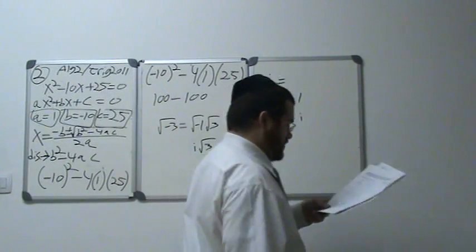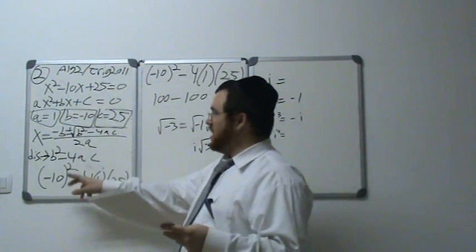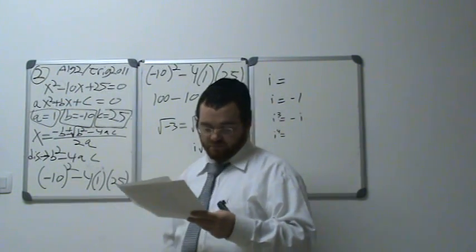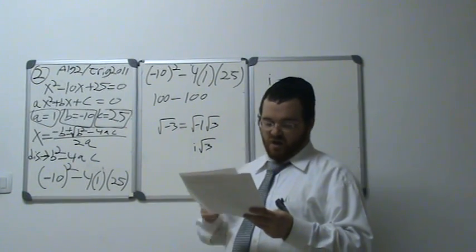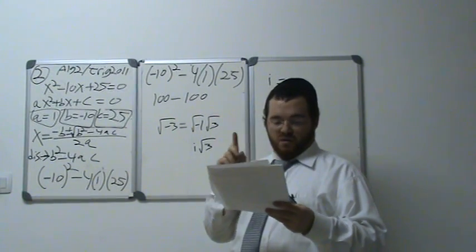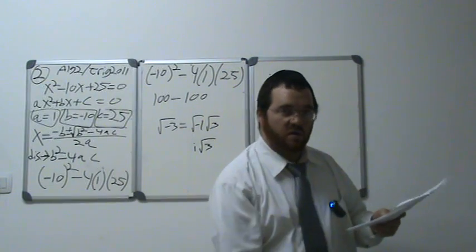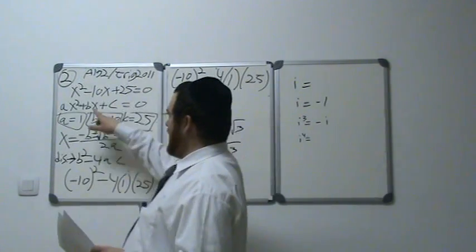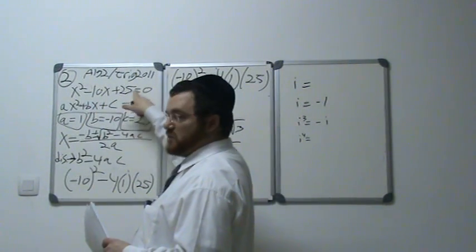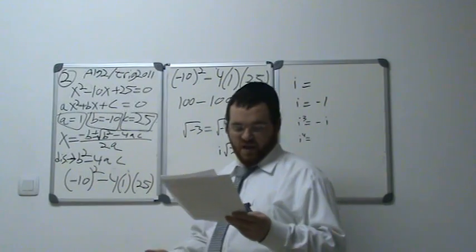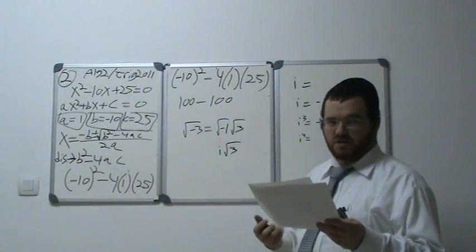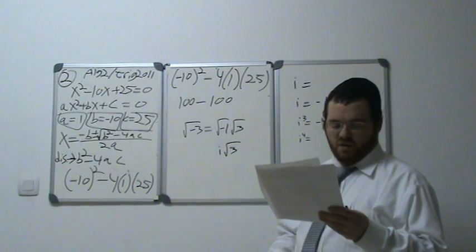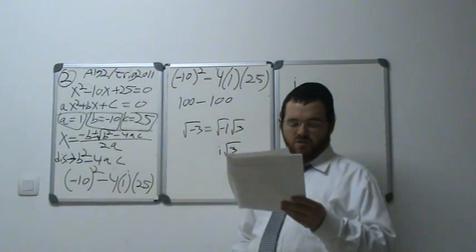Question 2. The roots of the equation x squared minus 10x plus 25 equals 0 are either answer 1, imaginary, or answer 2, real and irrational. These are the answers. They ask you, are they imaginary? Are they real or rational? Are they rational, real, or equal? Are they real, rational, or unequal?